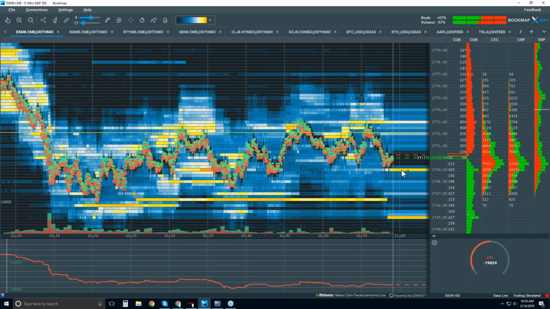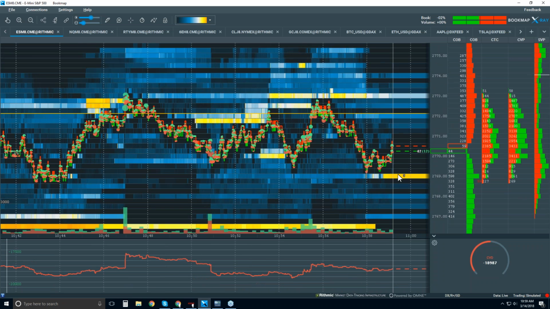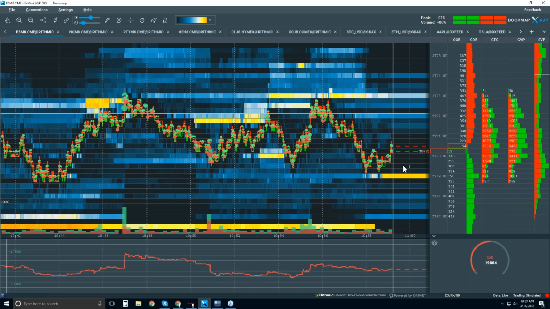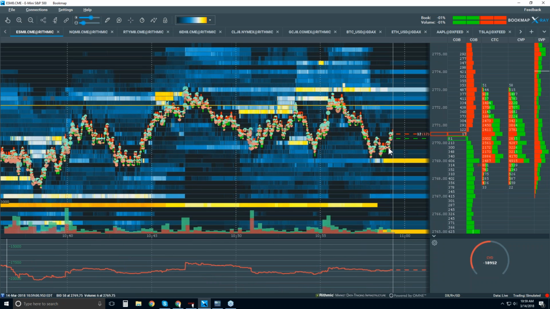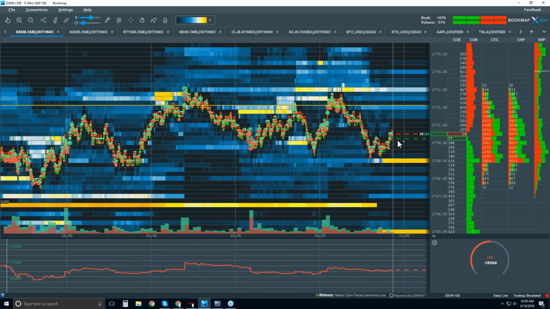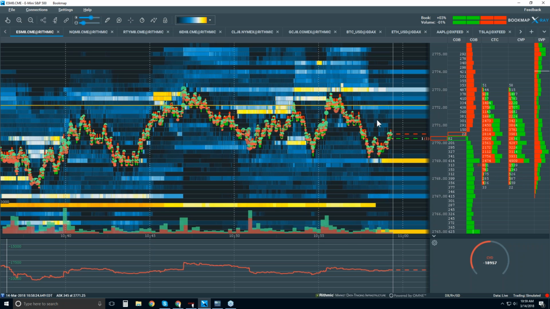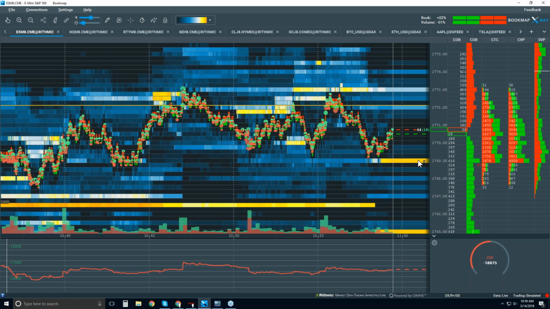Some guys just popped into the book here at 69, and you can see the effect that it's had on price. So the sellers weren't interested yet. Let's see if we get another rotation down on that sell side, maybe they'll take these guys on here at 69.